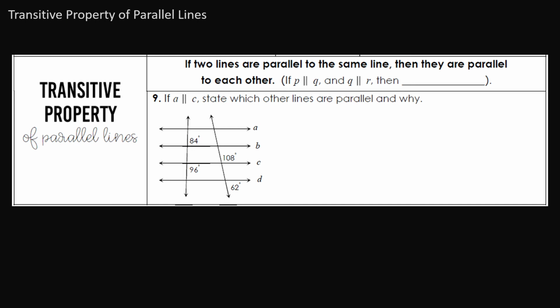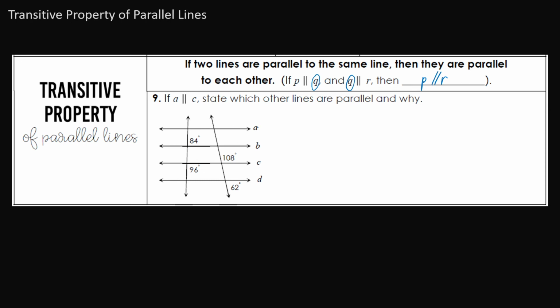Now let's talk about another property of parallel lines. This is called the transitive property of parallel lines. It states that if two lines are parallel to the same line, then they are parallel to each other. So for instance, if line P is parallel to line Q and line Q is parallel to line R, meaning line Q is parallel to both lines P and R, that means that line P is also going to be parallel to line R. If P and R are parallel to line Q, then they are parallel to each other.